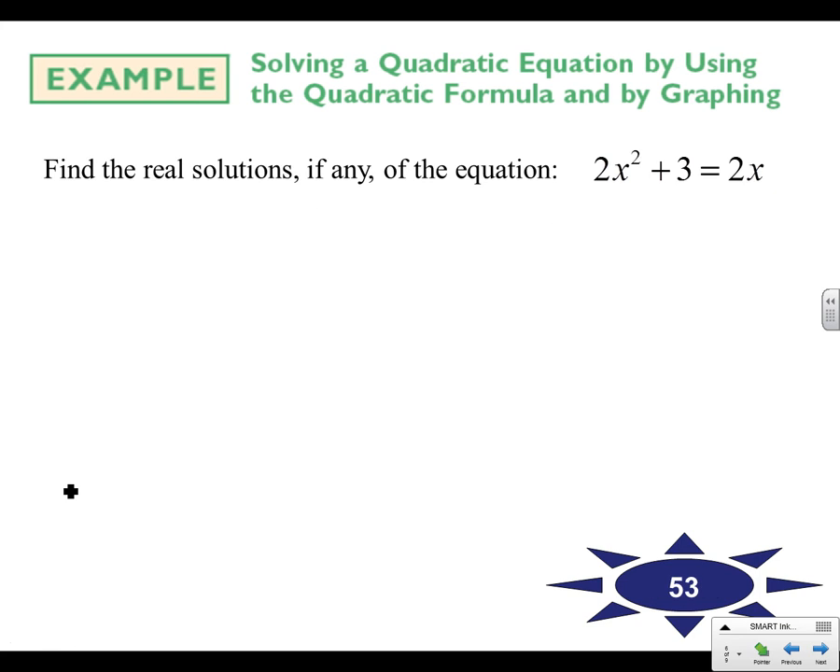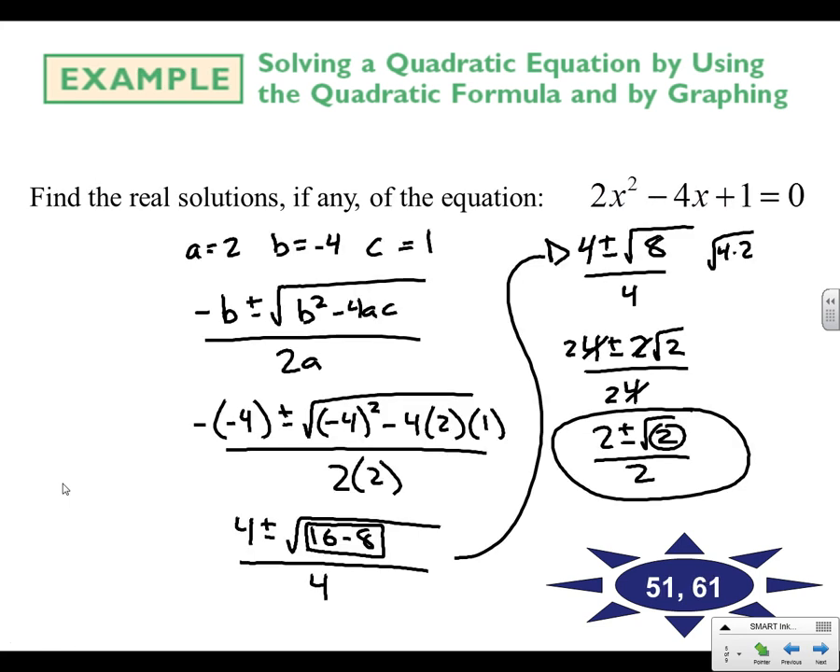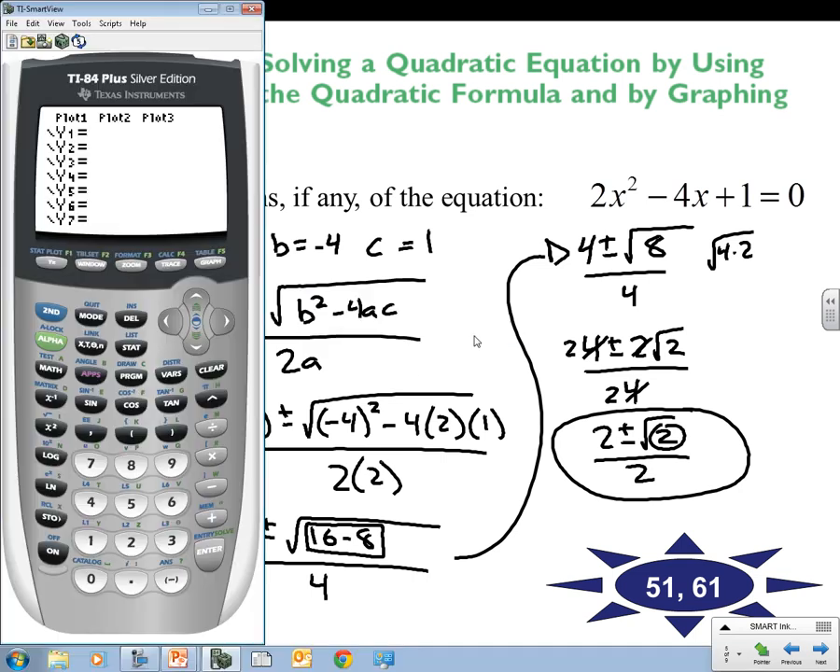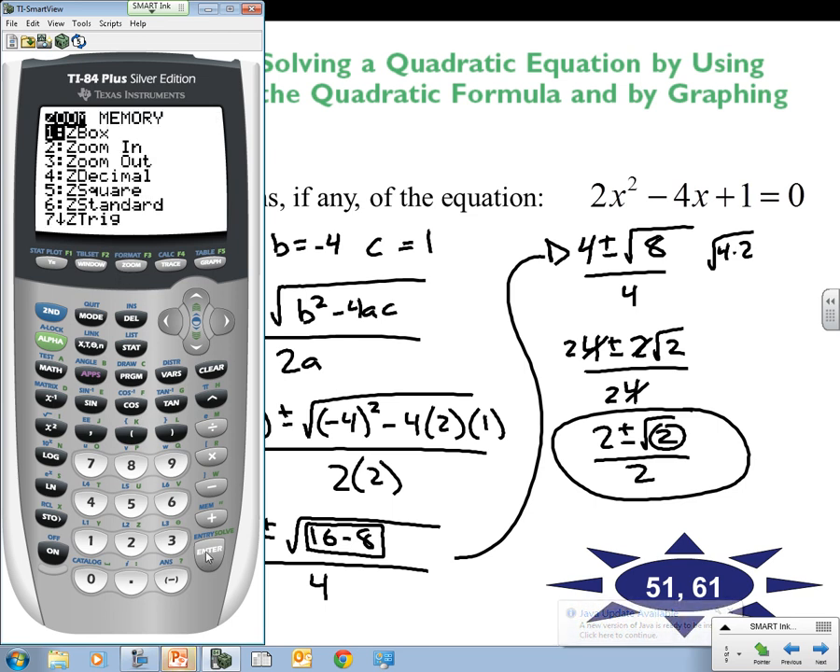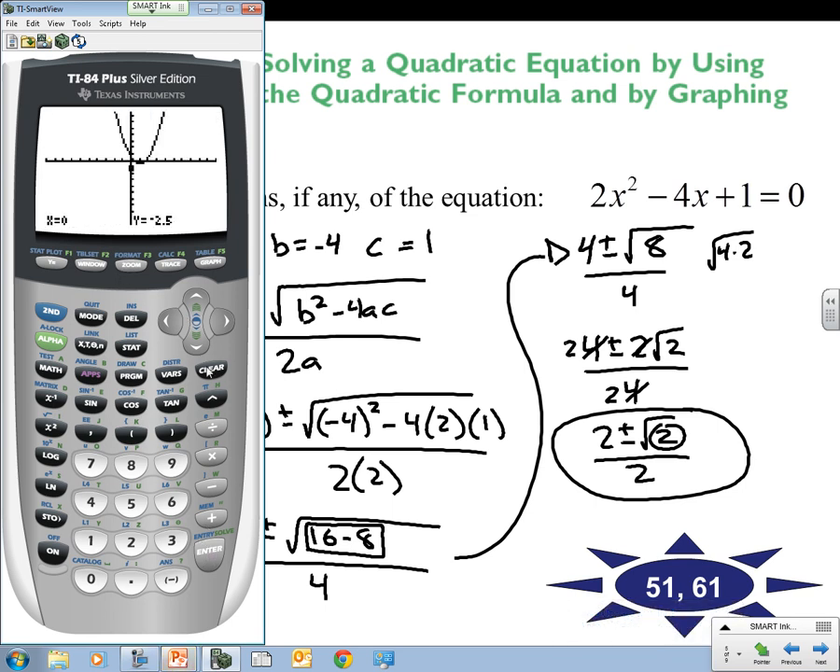Okay, let's take a look at, oh, sorry. This did say using graphing as well, just as a check. One thing I want to put in here is you can graph these on your graphing calculator just to check that you're doing this right. 2x squared minus 4x plus 1. We can go ahead and graph that. And we're going to cross in two places. Let me do a zoom box here to zoom in and really see a little better where we cross.